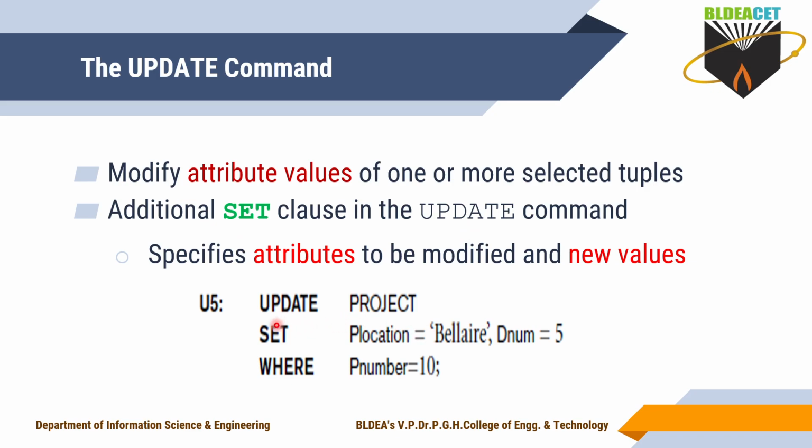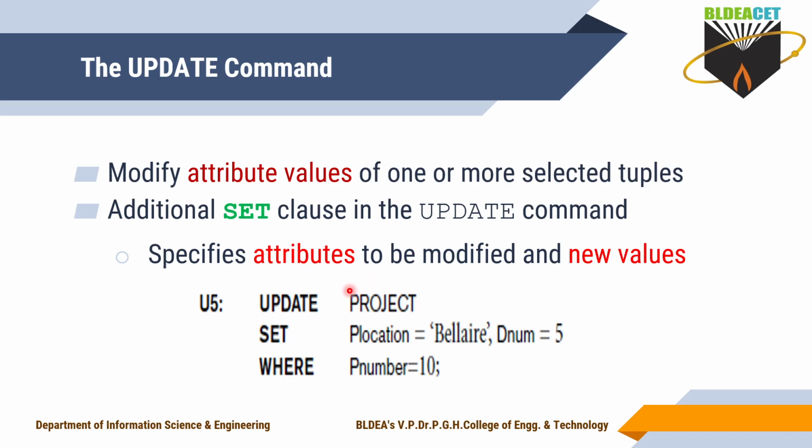Update is the keyword. Next is the name of the relation. Then set. The attribute values you want to change and the new values, you have to specify here. Then the where condition: for the project number 10, you want to give the P location as Bellary and D number as 5. These two are the new values for project number 10. That is possible using the set clause here. This is about your update.